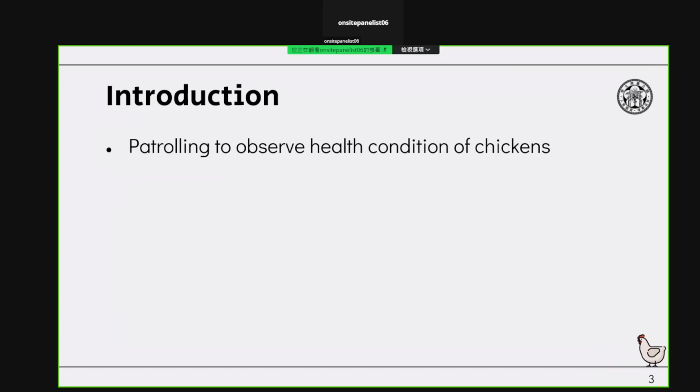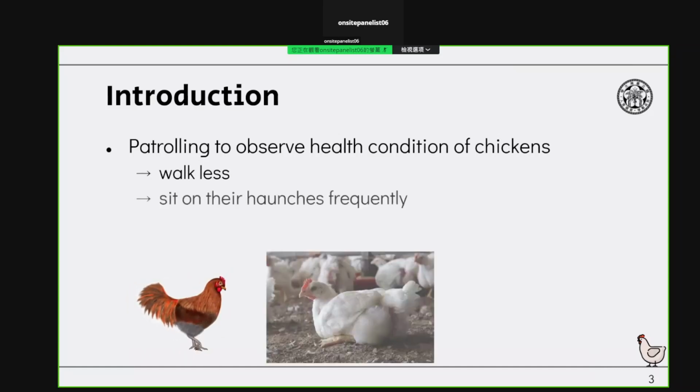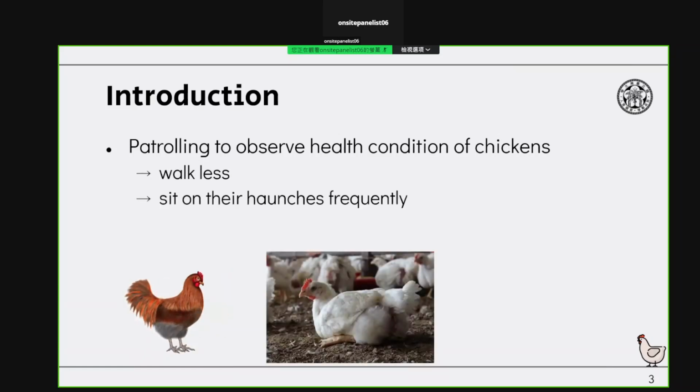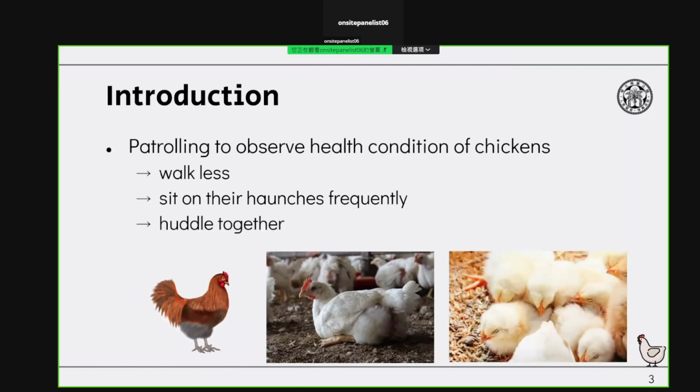Traditionally, a chicken farmer will patrol the chicken farm to check the chickens' health condition. They may check if the chickens are walking less, sitting on their haunches frequently, or huddling together. These are signs that chickens might be really uncomfortable. If the farmer sees those signs, they need to check if the chicken is ill or if it is a problem of the environment, for example, the chicken coop is too hot.